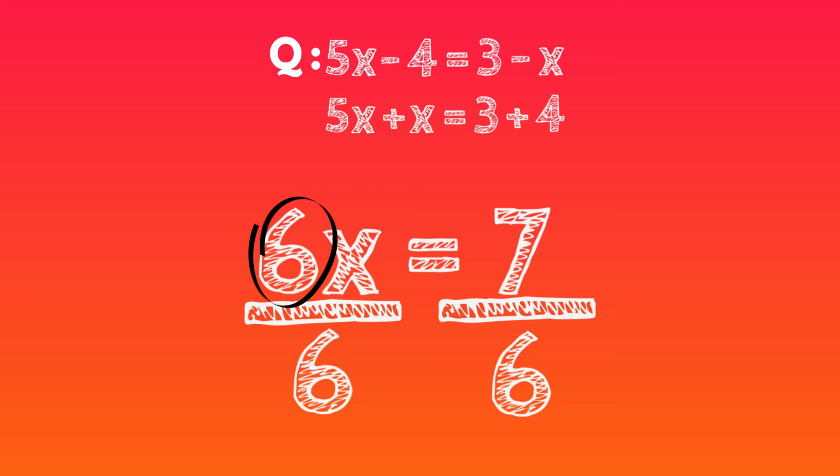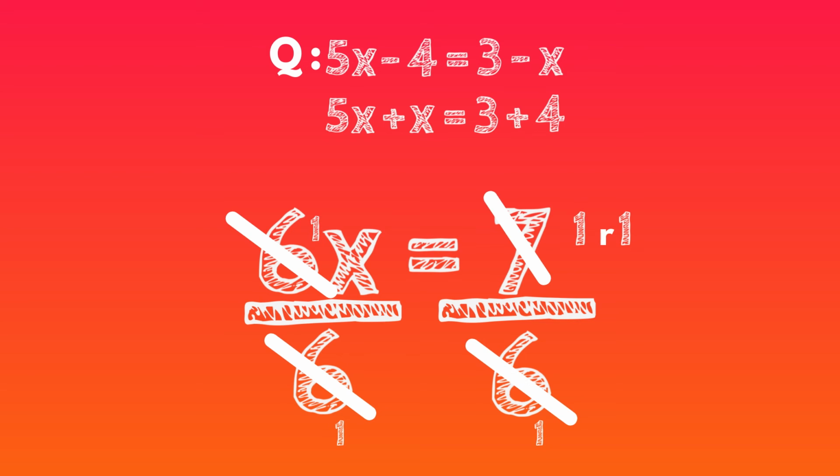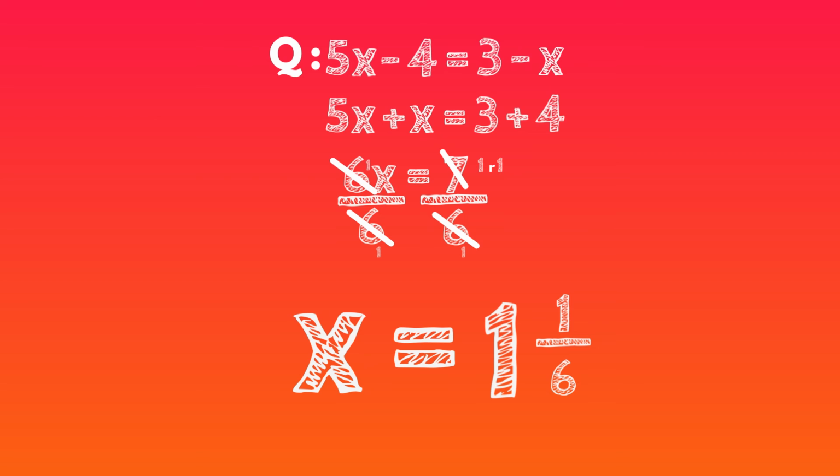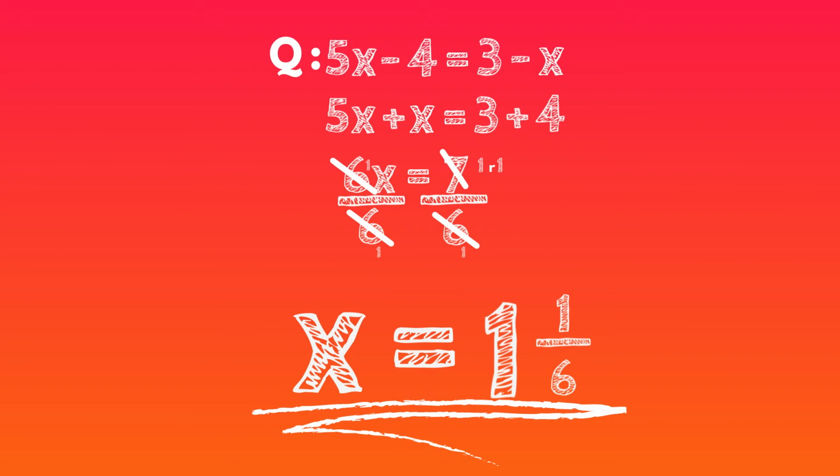Then we also divide the 7 by the 6. So 6 into 6 goes 1, and 6 into 6x goes 1. Then our answer will be x is equal to 7 over 6, which we make a mixed number, a whole number and a fraction. So 6 into 7 goes 1, remainder 1, which is now the 1 over 6. So x is equal to 1 and 1 over 6.